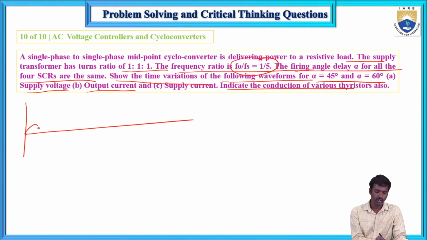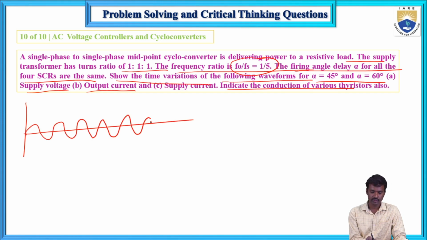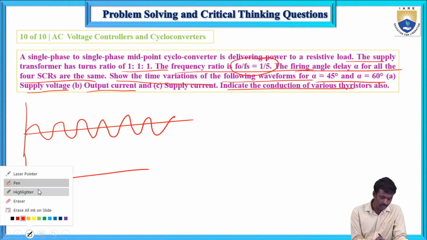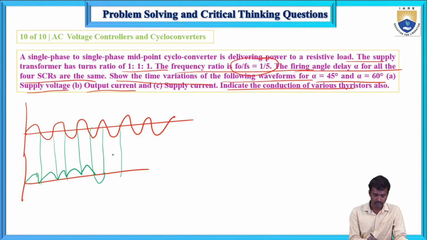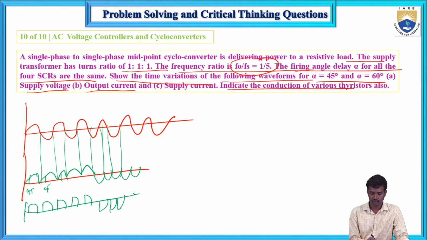Same as before: 1, 2, 3, 4, 5, 6. Now it starts from here. 1, 2, 3, 4, 5, next 5 cycles. If it starts from 45 degrees, add 45 degrees. So now the diagram should be like this. If it is 60 degrees, move again 15 degrees. Like this the waveforms will come. If it is a resistive load, the supply voltage and supply currents are the same.